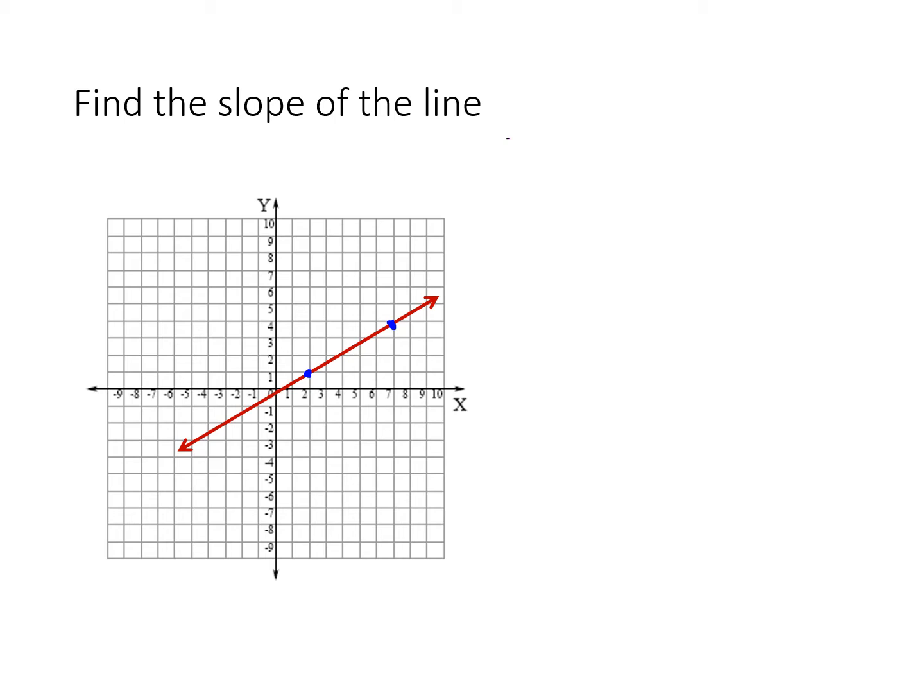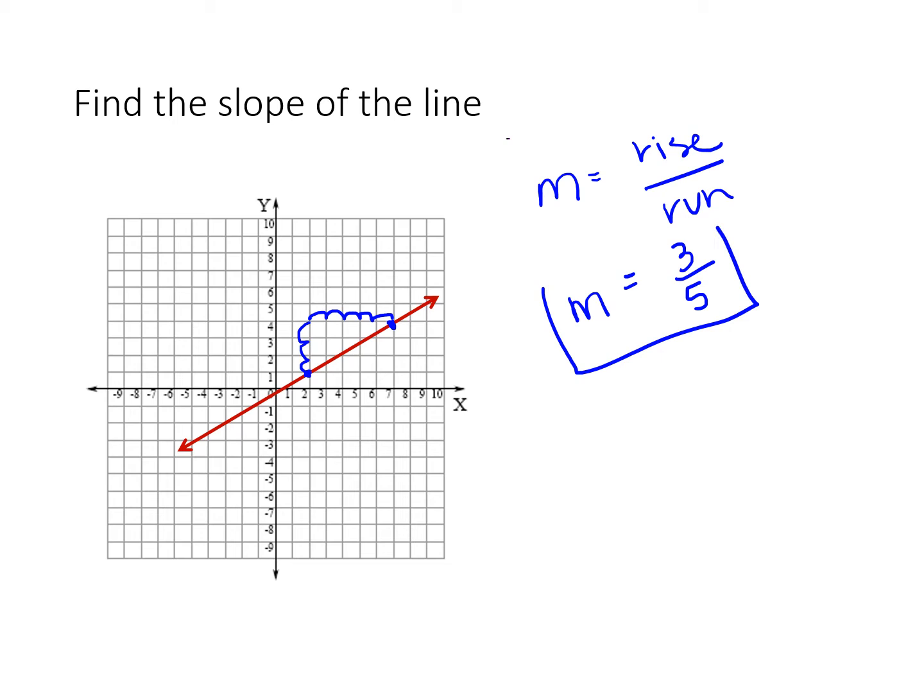So if I rise, we go up 1, 2, 3. So if I were to do slope equals rise over run, my rise was 3. Now how many am I running? 1, 2, 3, 4, 5. Then I would look at this fraction and see if I could simplify it at all, but it looks like this fraction can't be simplified. So my slope of the red line would be 3 over 5.